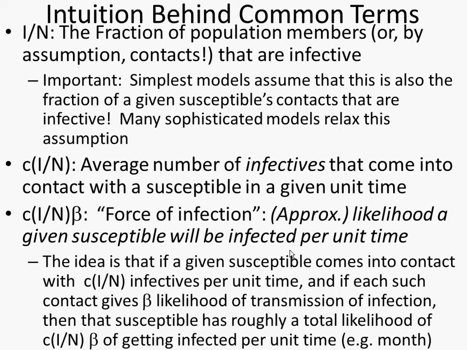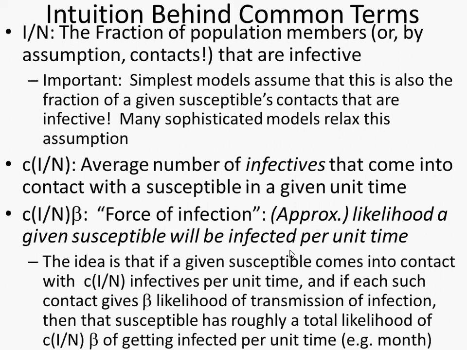What is C times I over N? Can anyone give that an intuition? So consider me, I'm a susceptible, and I'm in contact with 100 people per day, close enough to get a transmission of influenza. Should that cause me to worry?